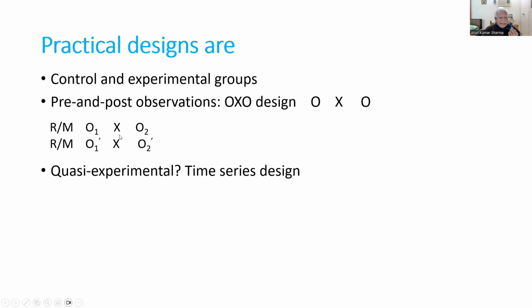This is another design which is practical, that you take observation. This is called pre and post observations, control and experimental groups take observation. They are not random but matching type, and you perform experiments and take the reading. In both the groups, you perform experiments and take the reading.